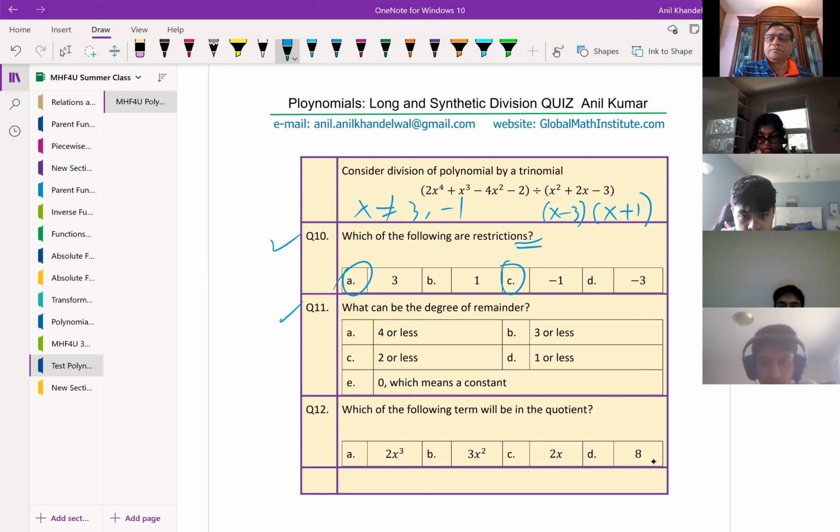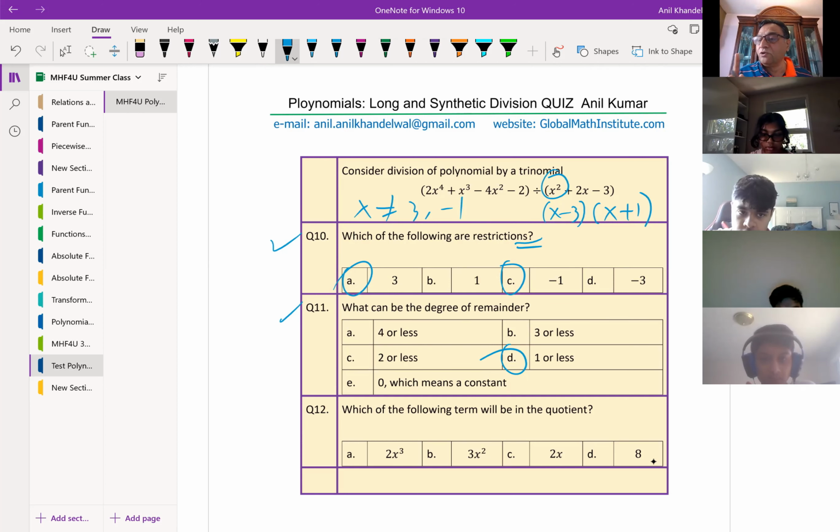So, sir, would it be 3 or less? No, you are dividing by x square. If it is cubic, you can divide further. If it is quadratic, you can further divide, right? So it will be 1 or less. It could be a linear function or a constant. Do you understand?